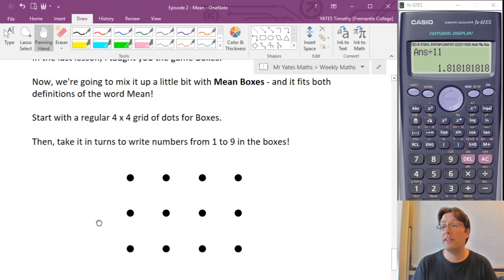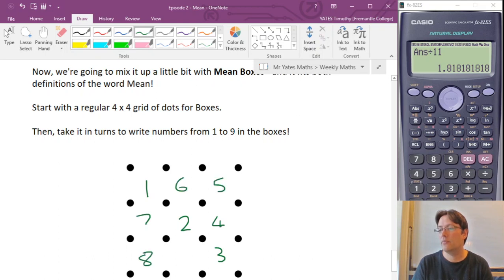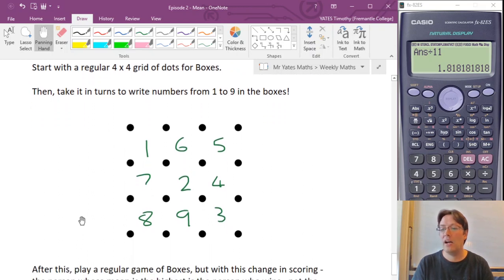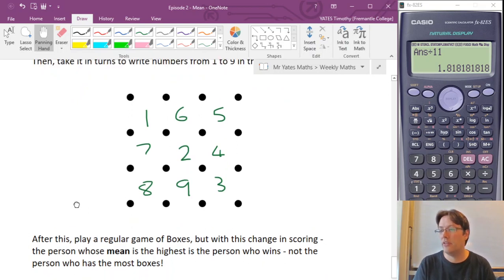So we start with a regular 4x4 grid of dots for boxes. And then your two people will take it in turns to write the numbers from 1 to 9 in the boxes that are in the middle. So we've got our 9 numbers there. After this, we play a regular game of boxes, but there is a change in scoring. So first person may go like that, second one goes like that.